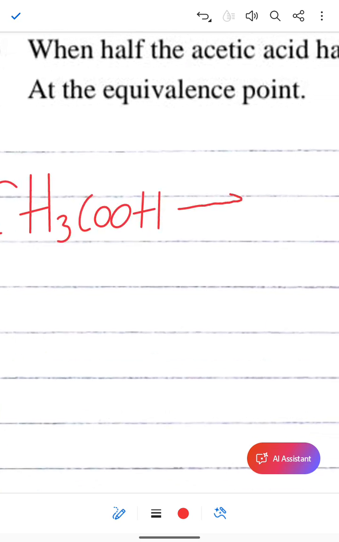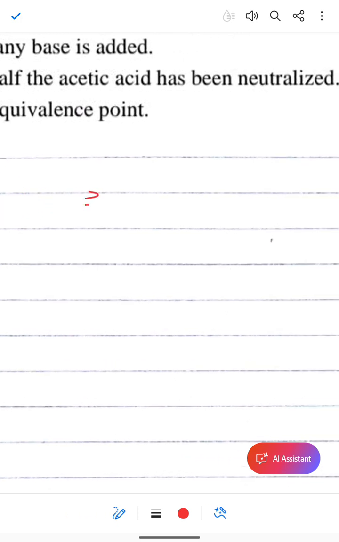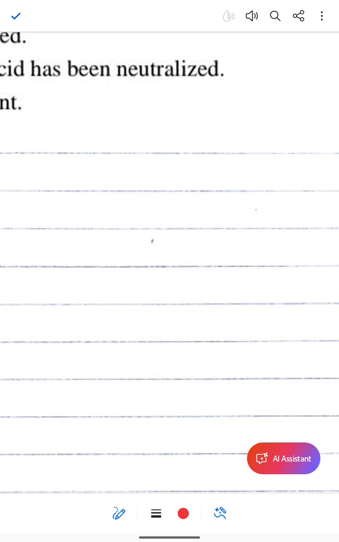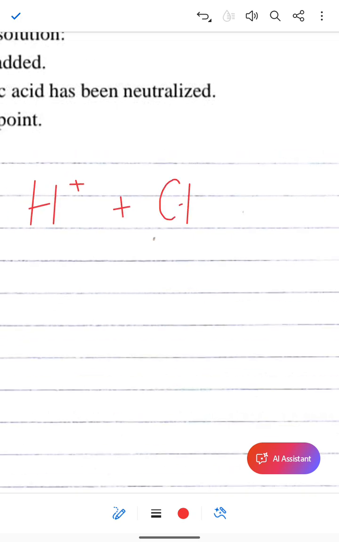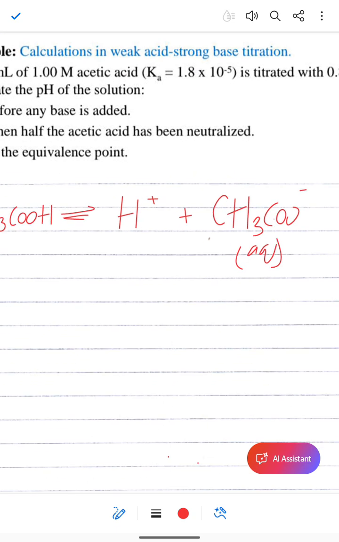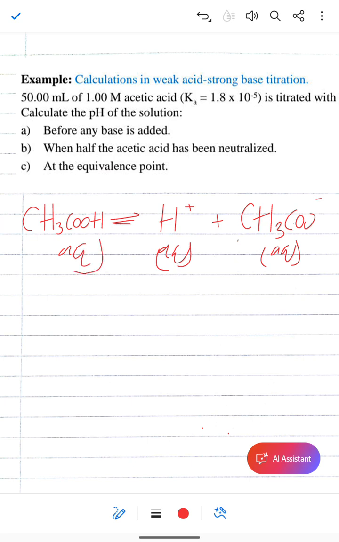We can both agree that this is a reversible reaction. So it will yield H plus and CH3COO minus, the acetate ion. This is aqueous, this is aqueous, this is aqueous.